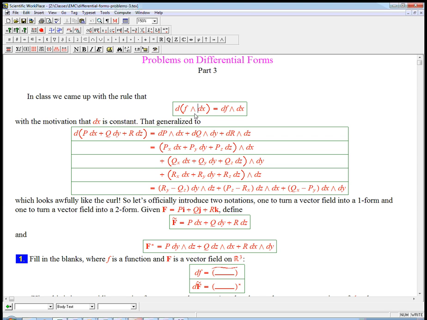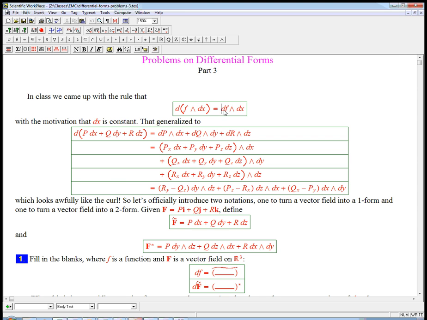So we could really write it this way, in which case it looks a little bit more reasonable. That dx is a constant and it's kind of being pulled out. It's really important that it's pulled out on the right because order matters all the time with the wedge product. So that was our motivation. Let's just declare that to be a rule.